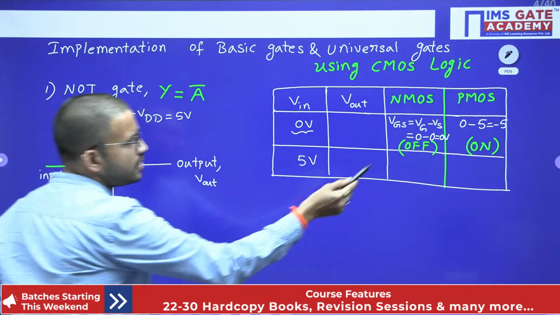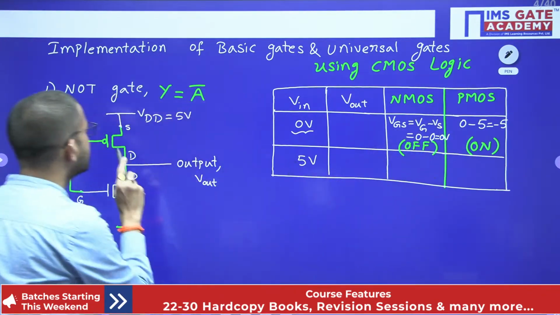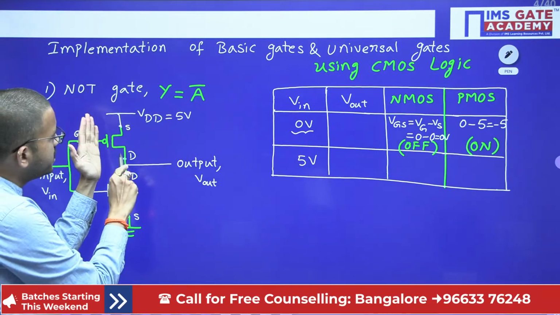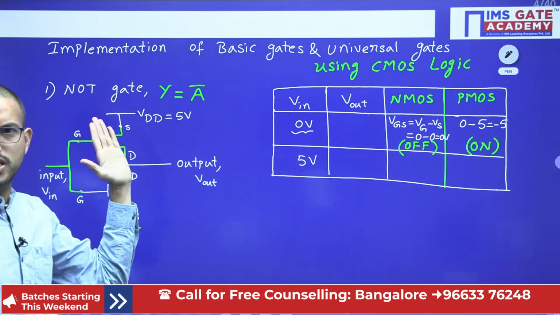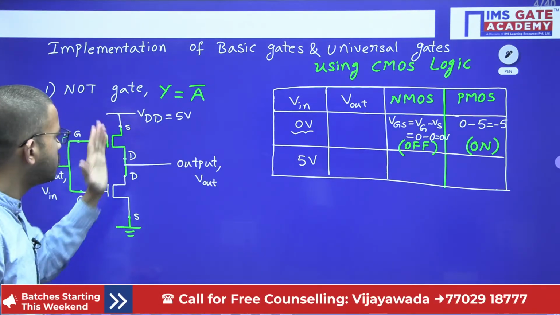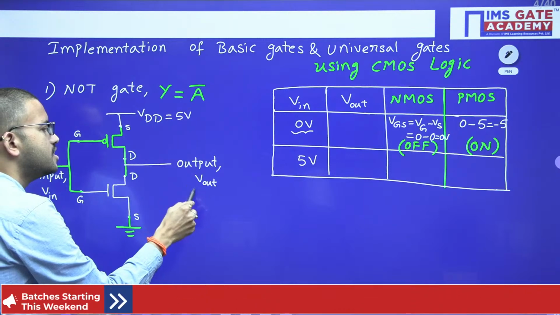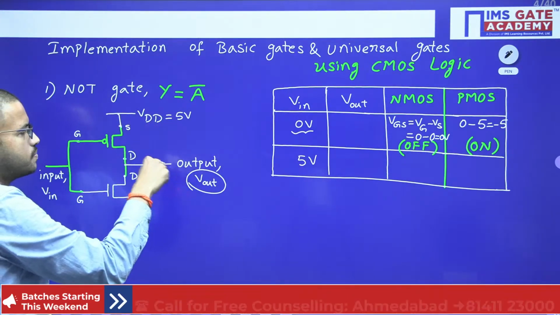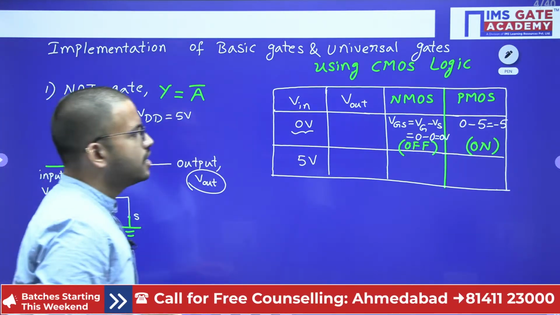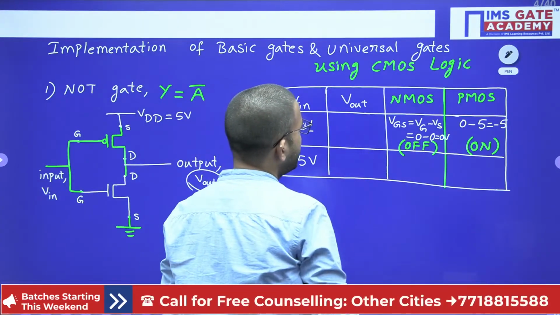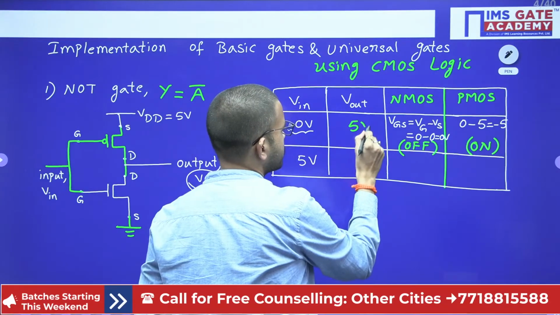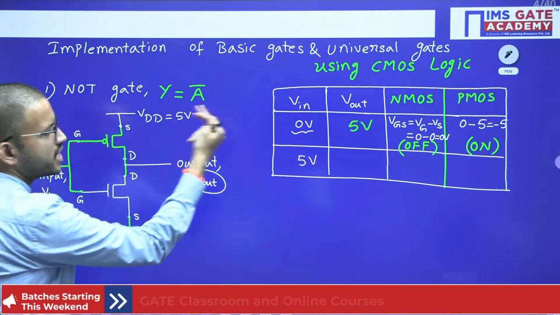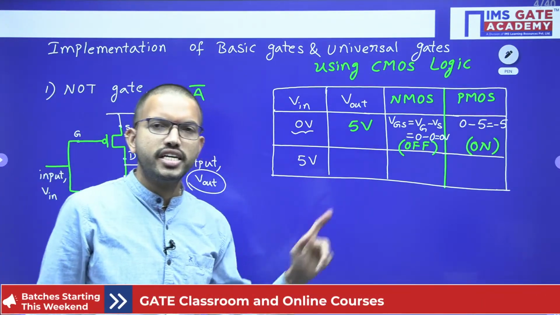Now, regarding PMOS transistor, it was on. So when it is on, the drain and source terminals will be connected together. So in this case, the output is connected to VDD or 5 volt. So we are getting output as 5 volt. We have given input as 0 volt, but we are getting output as 5 volt.